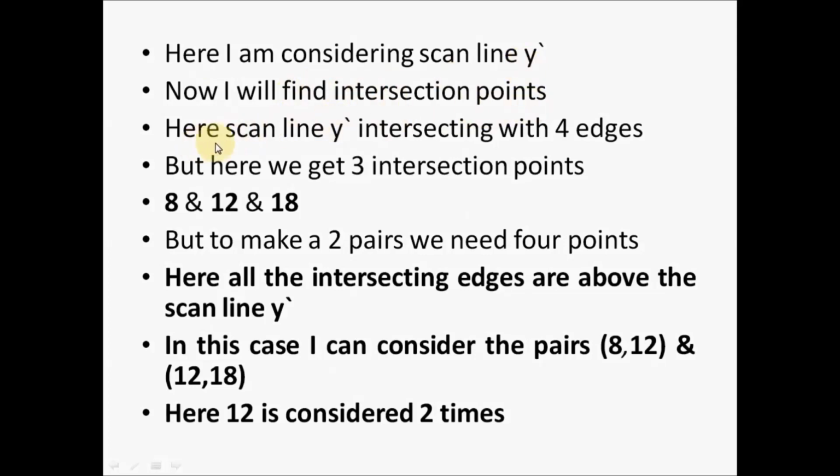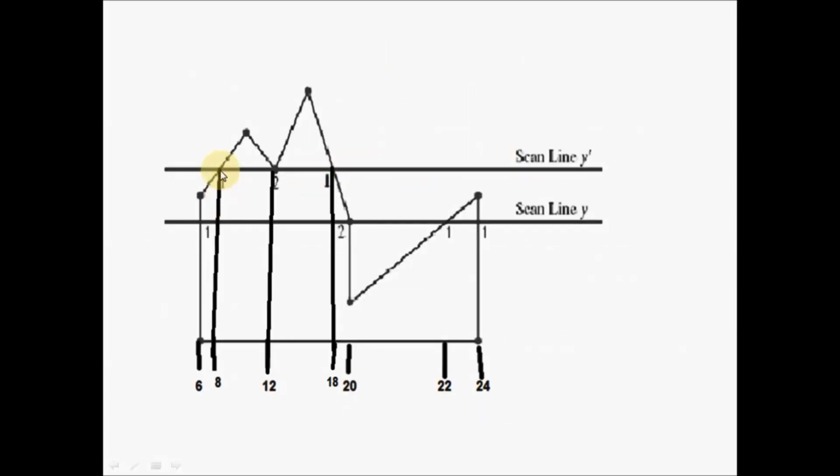So here scan line y dash is intersecting with 4 edges. That is important. See, first edge, second edge, third edge, fourth edge. So scan line y dash is intersecting with how many edges? 4 edges. See, guys, this is very important. See, first edge, see the highlighter, second edge, third edge, fourth edge. So scan line y dash is intersecting with the 4 edges.